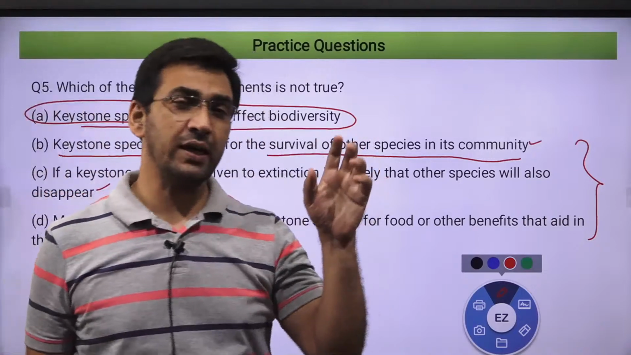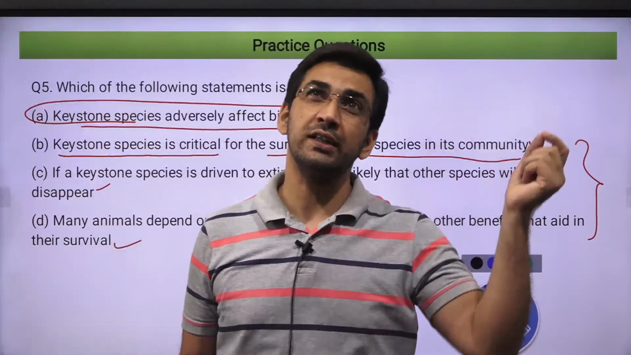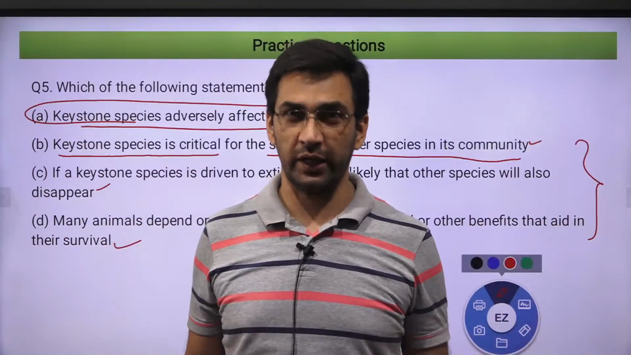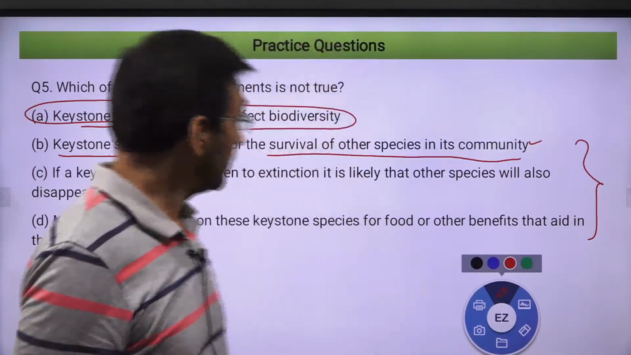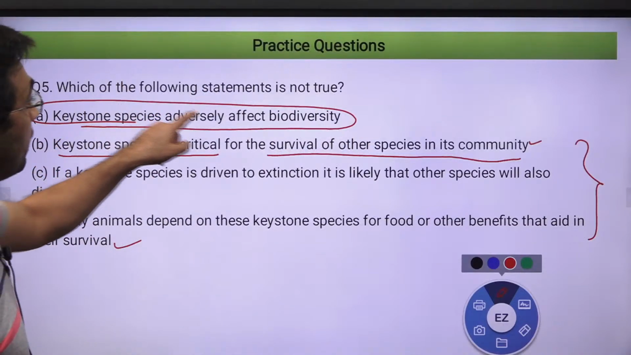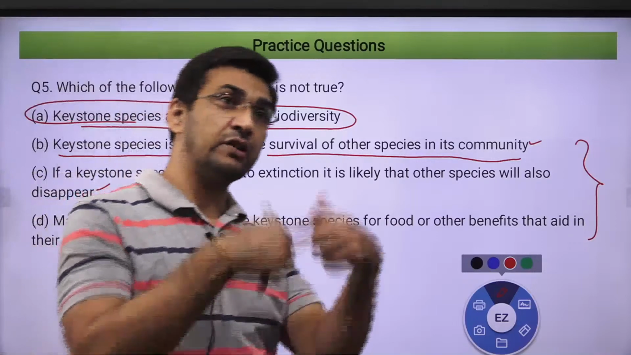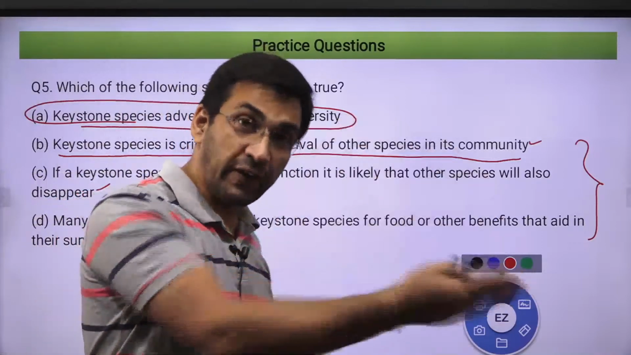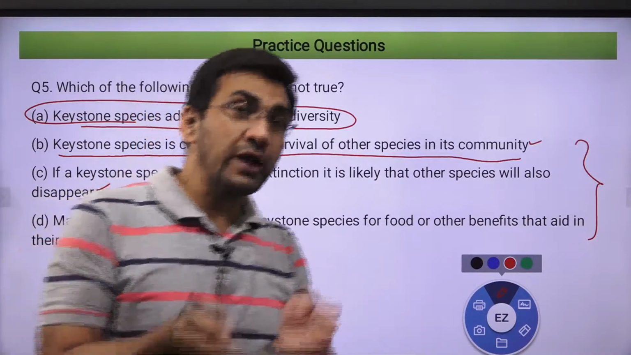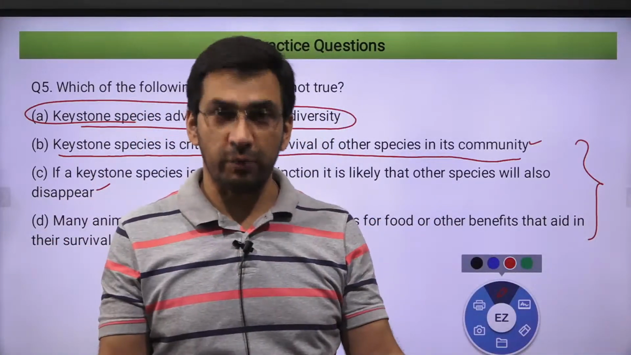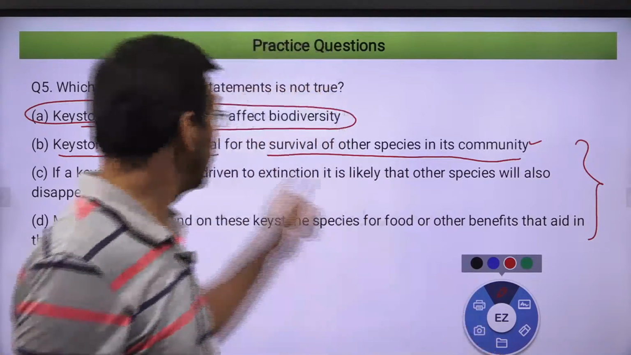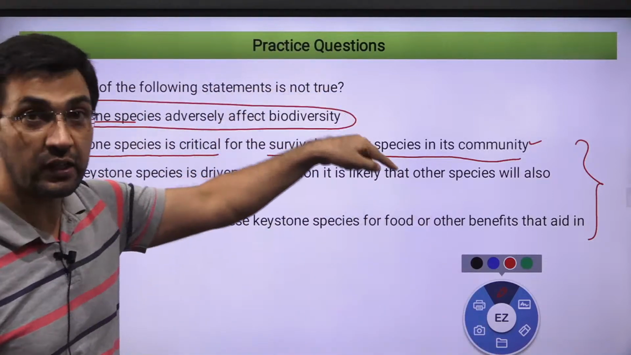क्योंकि दिमाग में आपके यही आएगा कि keystone species अगर हट जाती है तो वो इकोसिस्टम डिस्टेबलाइज हो जाएगा, राइट? बट वो ठीक है, दैट इज ओके. बट क्या कीस्टोन स्पीसीज एडवर्सली अफेक्ट बायोडाइवर्सिटी? क्या वो बायोडाइवर्सिटी को एडवर्सली अफेक्ट करती हैं? ऐसा तो नहीं है. पर अगर उनको डैमेज कर दोगे तब इंफ्लुएंस आएगा आपको बायोडाइवर्सिटी के ऊपर. पर वो दे बाय देमसेल्व्स आर नॉट गोइंग टू अफेक्ट द बायोडाइवर्सिटी.